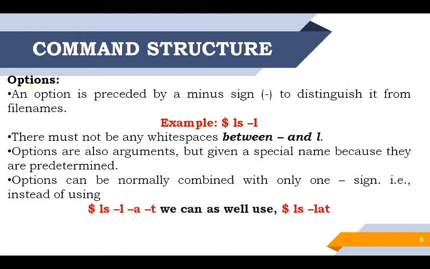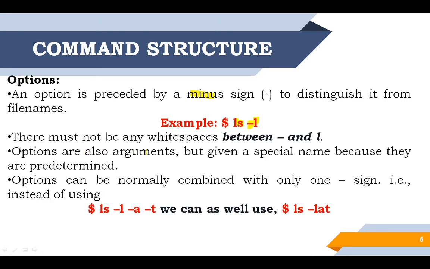Then we'll see about the options part. An option is preceded by the hyphen sign, or we can say the minus sign. Example: ls is a command. It has one option, that is l. So in between these two, this hyphen sign will be there. There must not be any space between the hyphen sign and your option. As we can see here, there is no white space between the hyphen sign and the option l.